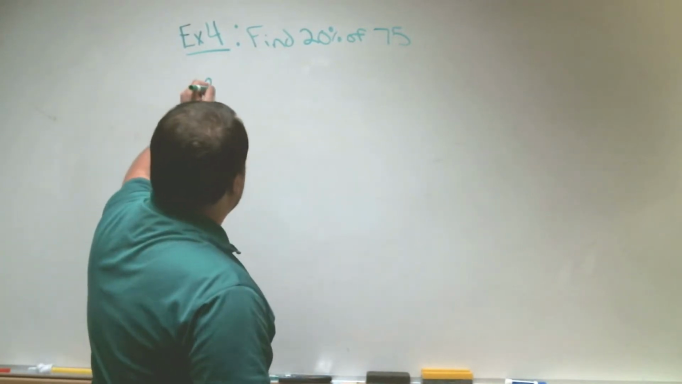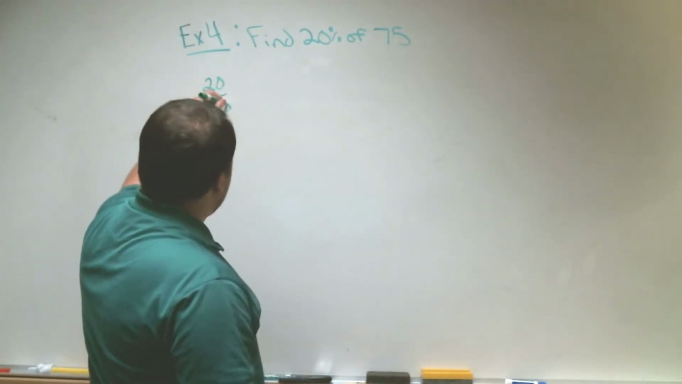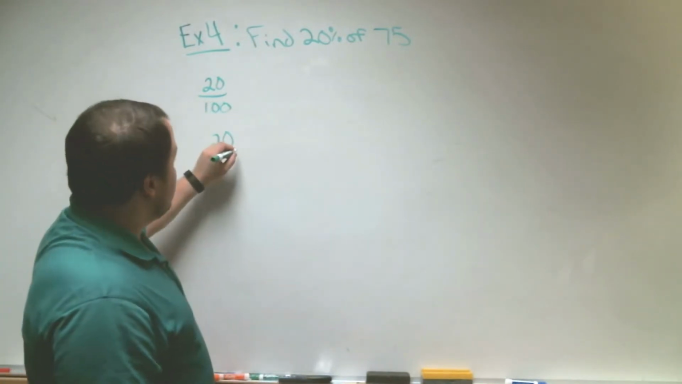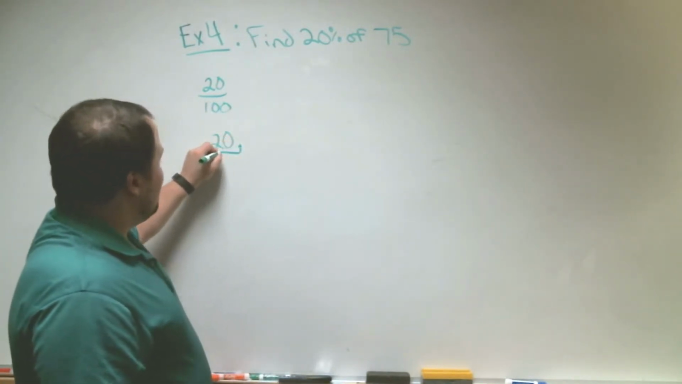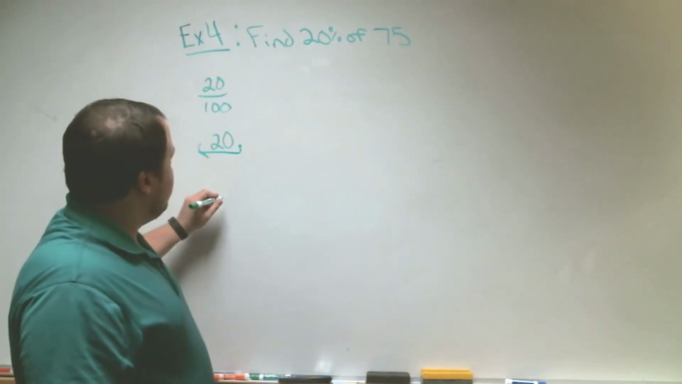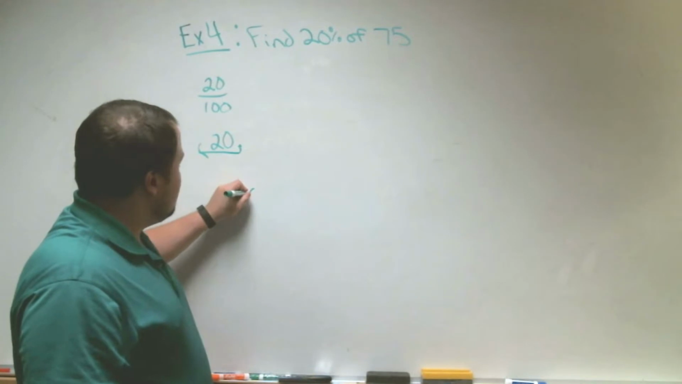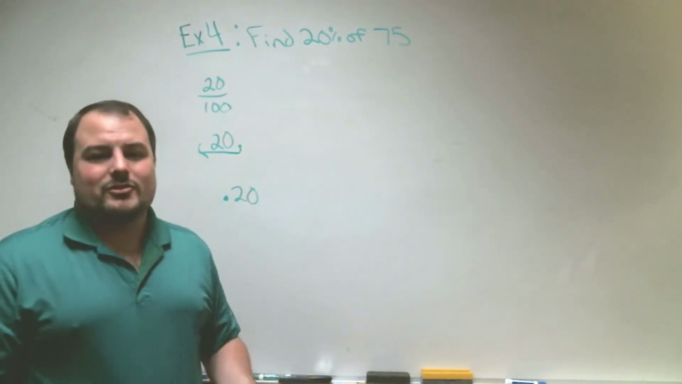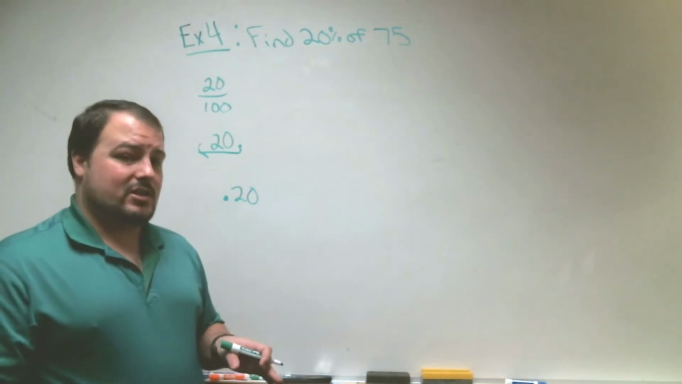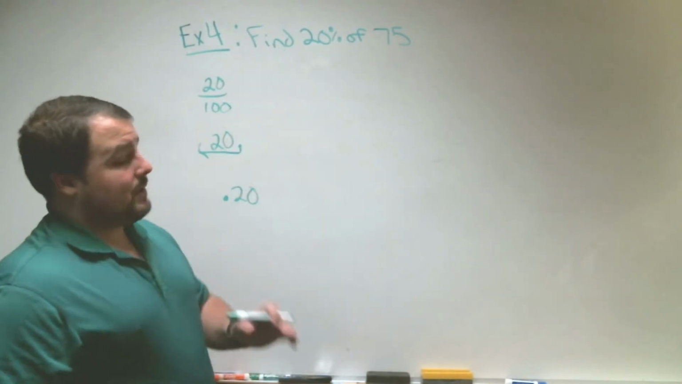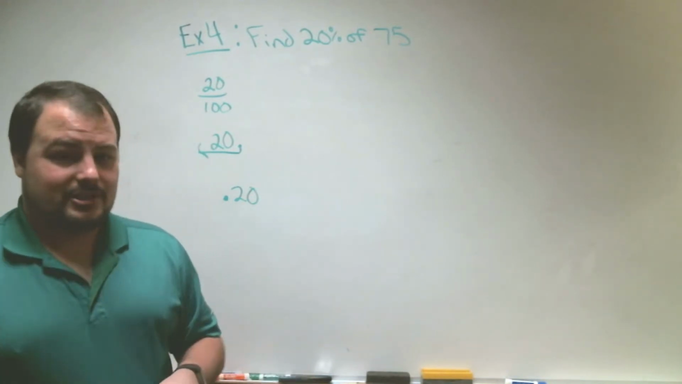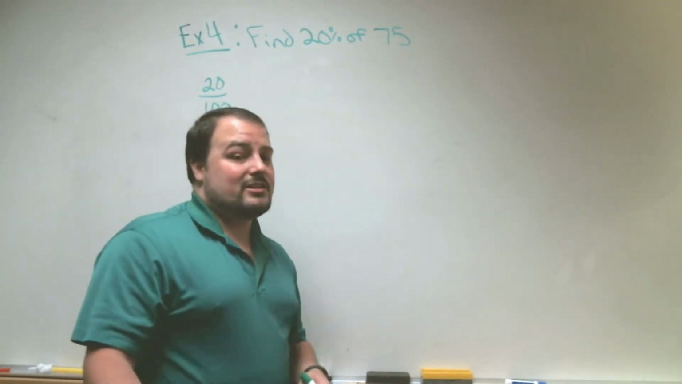So first thing, if I were to do 20 divided by 100, I know in reality that means I'm taking 20% and I'm going to move the decimal 2 places to the left. So 20 out of 100 is really the decimal 0.20 or 0.2. So this right here represents 20% as a decimal. We're going to multiply it by 75. Now I'm going to teach you how to do this without a calculator. So I'm going to teach you how to actually multiply these and get the answer without a calculator.